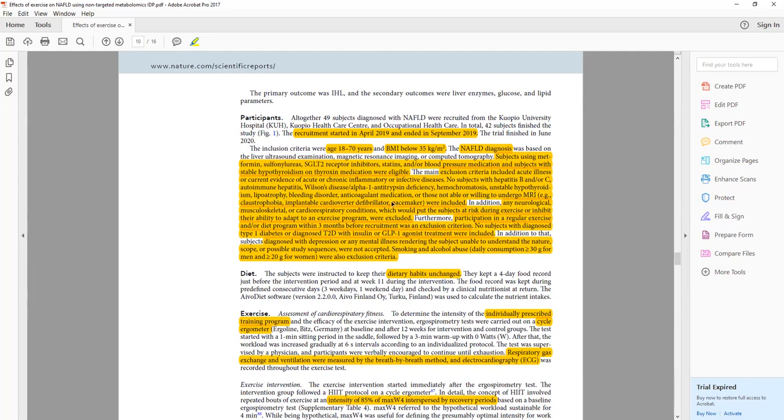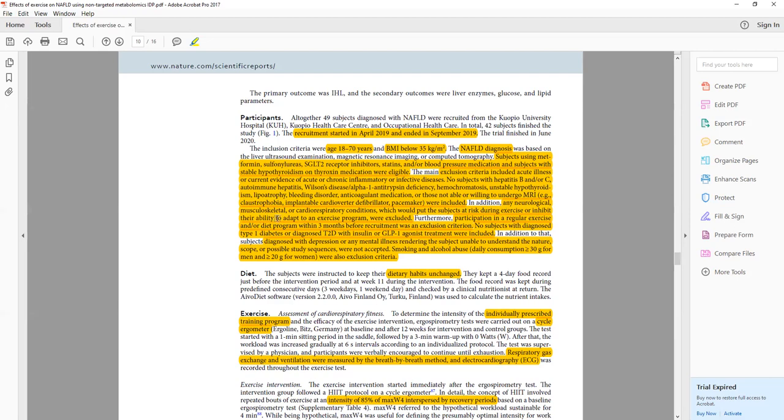So that's basically any other liver disease that's not NAFLD. If you had other liver disease, you were excluded. Also, they excluded patients who were not willing to undergo MRI, and this is quite funny. They say because of claustrophobia as one reason. So if you have claustrophobia and you didn't want to do an MRI, you couldn't be included.